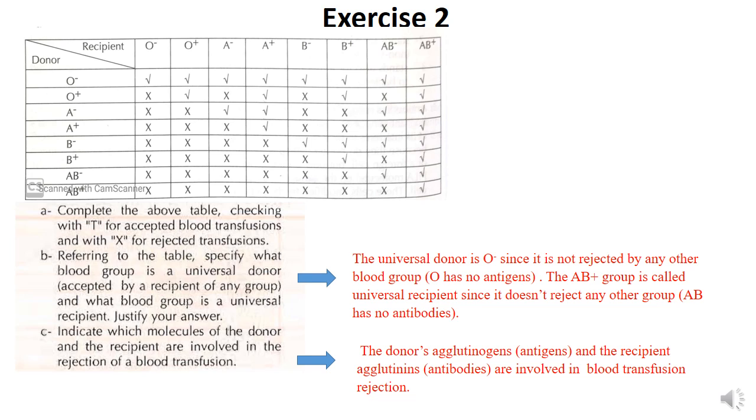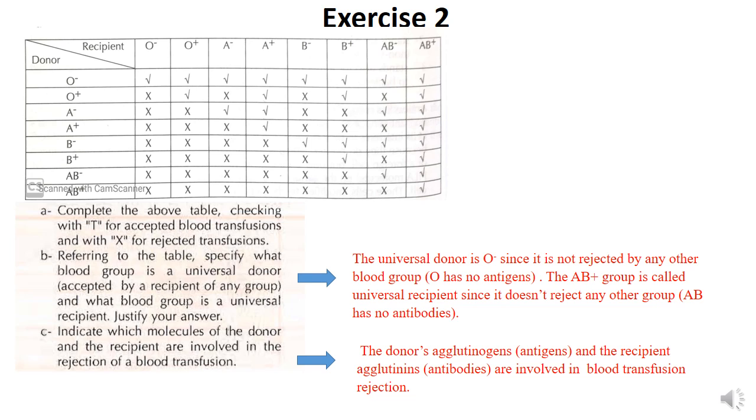In the second question, referring to the table, specify what blood group is a universal donor and what blood group is a universal recipient. Of course, no need here to add justify at the end because you know that specify means justify the answer. So the universal donor is O negative. Why? Because as you see in the table, it can donate blood to all blood groups. It's not rejected by any other blood group.